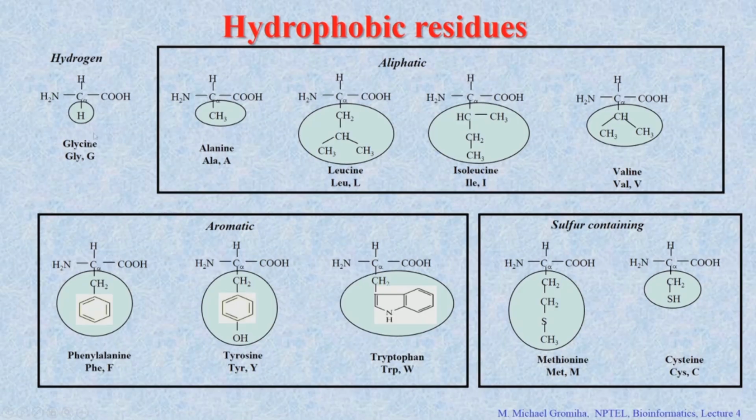This is the only amino acid which is not chiral, because here all four groups are not different. But in all the 19 other amino acid residues, the groups attached to the carbon are different, so they are chiral amino acids. So, the second group is aliphatic amino acid residues.